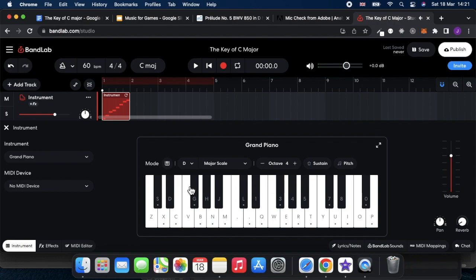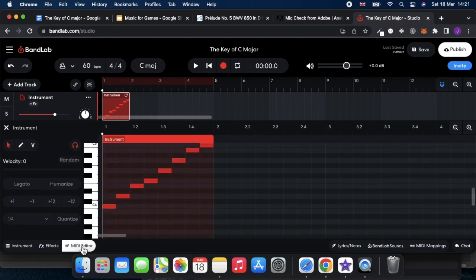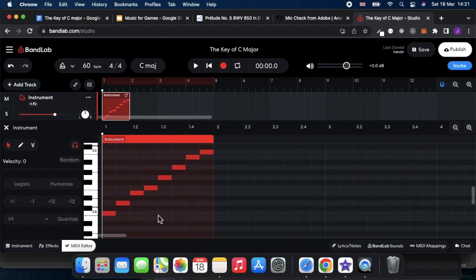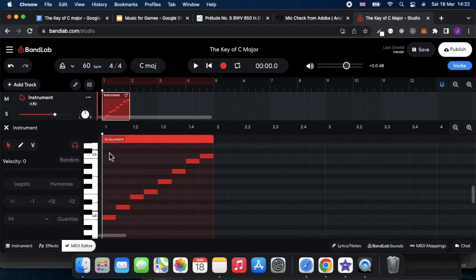Okay, let's go back into our MIDI editor and use our semitone skipping method. So the easiest way to do this, and I've been a little bit cheeky because I haven't shown you this feature before, is you can box select all your notes. So I've got the C major scale there, and if I click and drag, I can box select all of my notes.